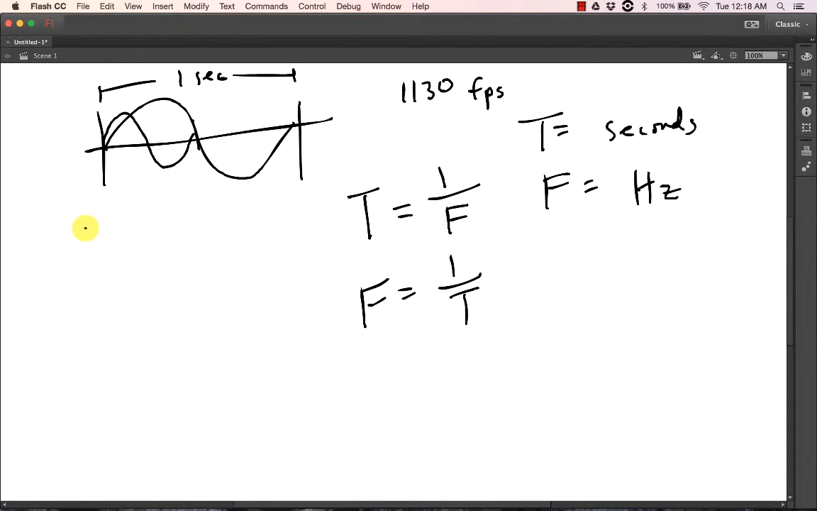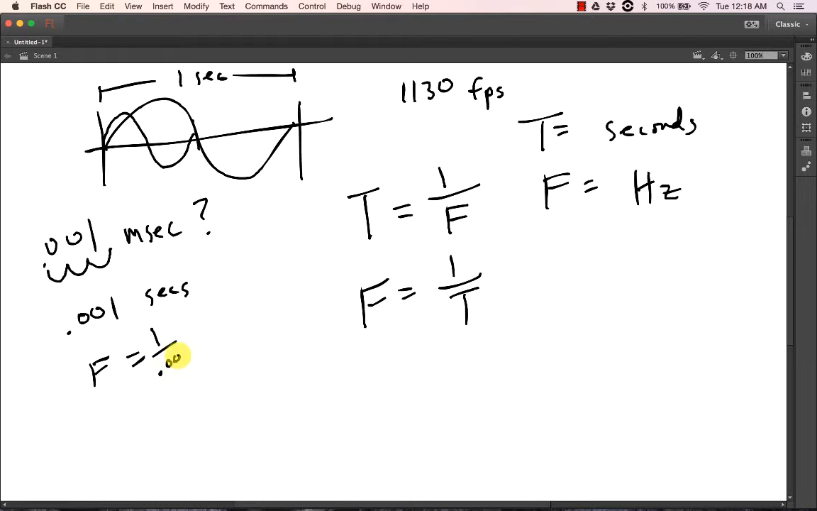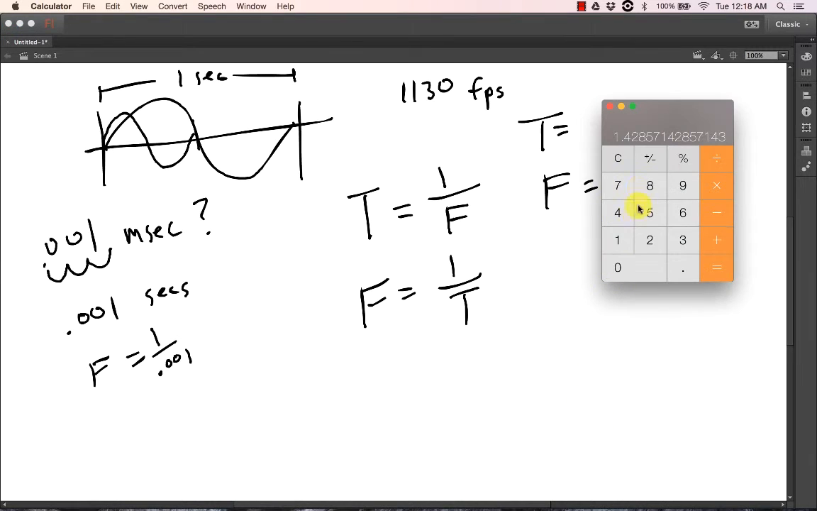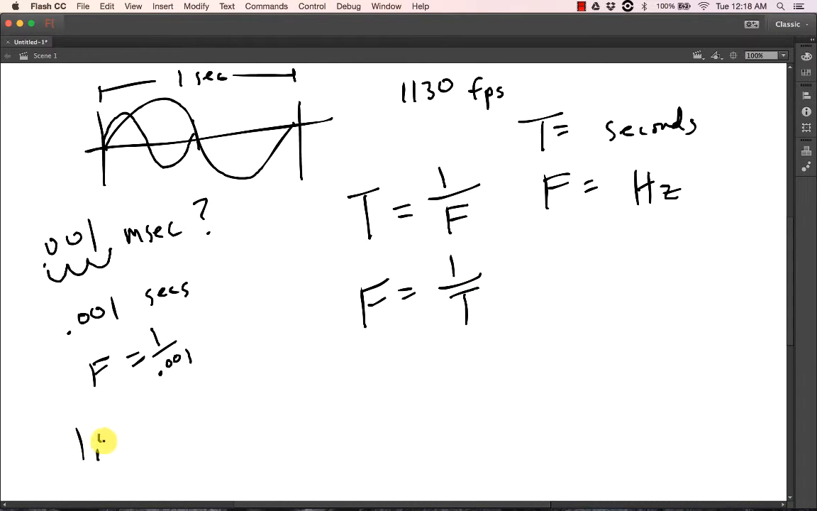Let's try, okay. What frequency do we get with 1 millisecond? Well, how many seconds is that? Let's do that first. 1 millisecond equals 0.001 seconds. Okay, so frequency equals 1 over 0.001. I'm not about to try and figure that out in my head. 1 divided by 0.001 equals 1,000 hertz. Is there an easier way to write that? There sure is. You remember 1 kilohertz. 1 kilohertz equals 1 millisecond. How about that?